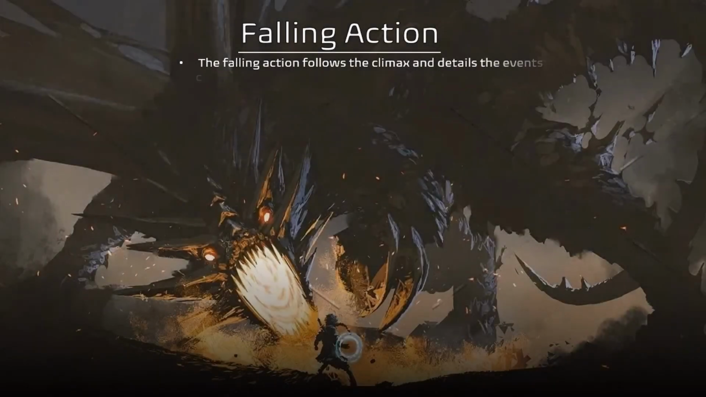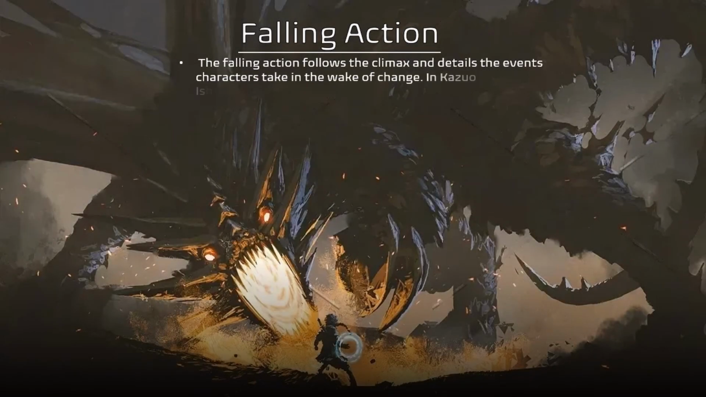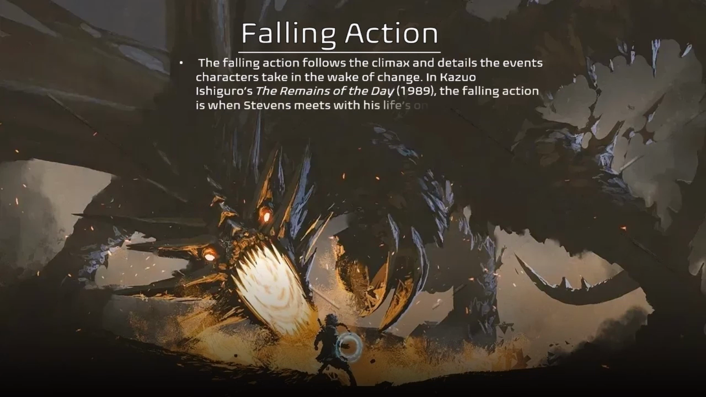Falling action. The falling action follows the climax and details the events characters take in the wake of change. In Kazuo Ishiguro's The Remains of the Day, 1989, the falling action is when Stevens meets with his life's only love, Miss Kenton, and expresses regret for not acting on his affection earlier.